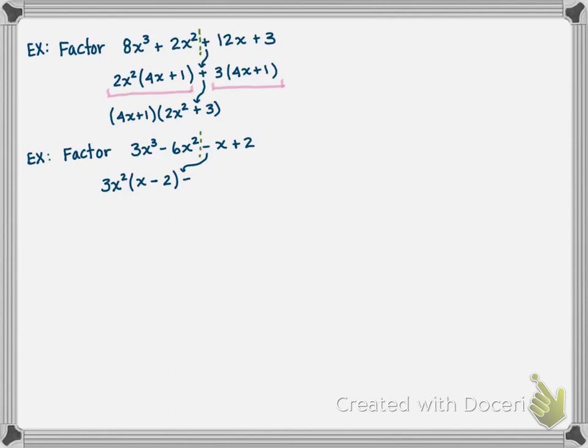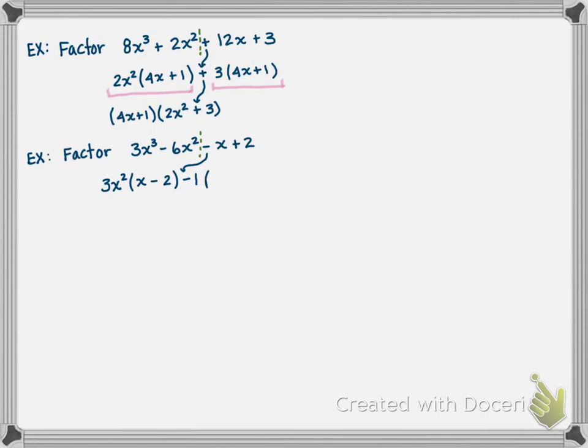And although when we're pulling out GCFs of the whole thing, we don't normally pull out 1s, in this case, it's convenient to pull out the 1 so that you have something in this position when you do the next step. Otherwise, you can end up with nothing here when you factor out your binomial factor, which ends up getting a little bit messy.